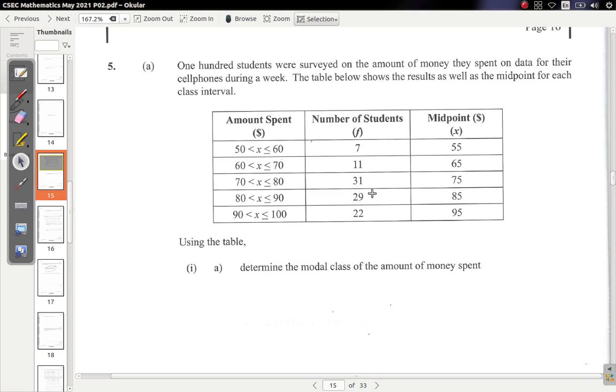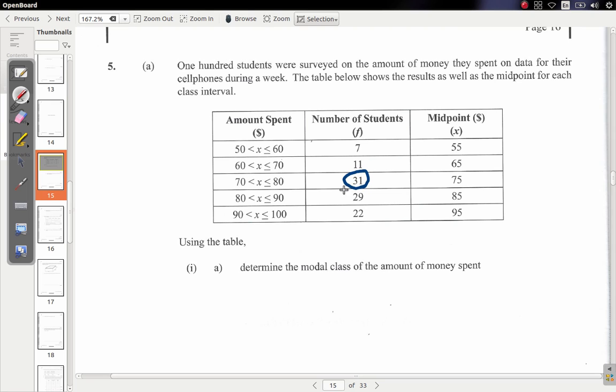Alright? You remember what mode means? You have to remember them, you know. Mean, median, and mode. Mode means the one that occurs more often than the others. And when you say more often, it means you have the highest frequency. Frequency means how frequent. So when you look at the number of students, you see 31 is the biggest number here. So that is the highest number of students.